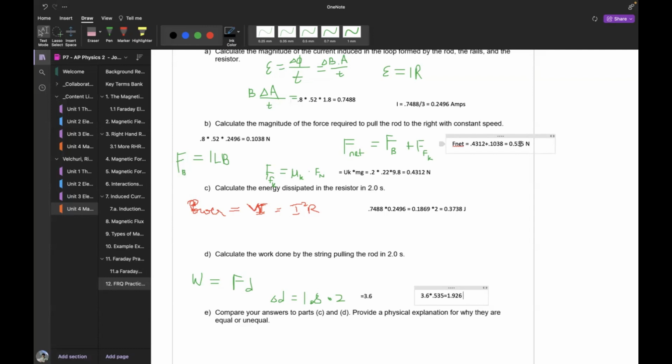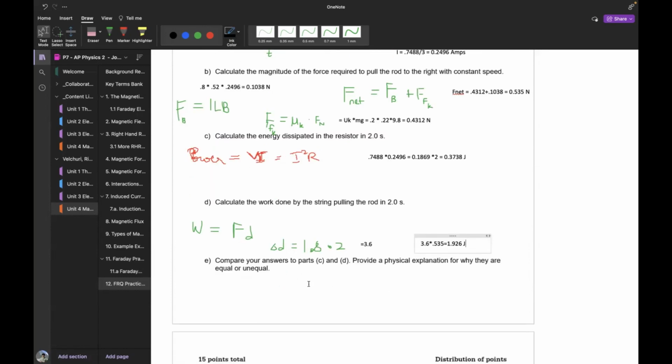Either way, it says to calculate it, so I can't just write the answer. Compare your answer in C and D. Yeah, friction is also doing work. There is friction also. What's the units for work? Work done is joule. Isn't power in watts? Power in watts, yeah. Energy dissipated in heat, so that's why we multiplied it by time. Because power is work over time.